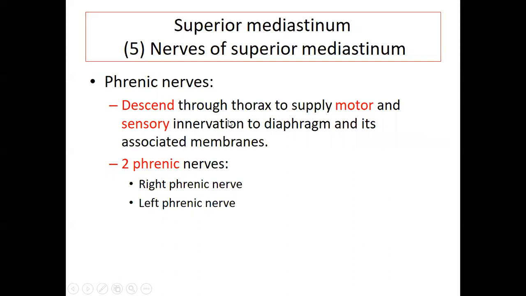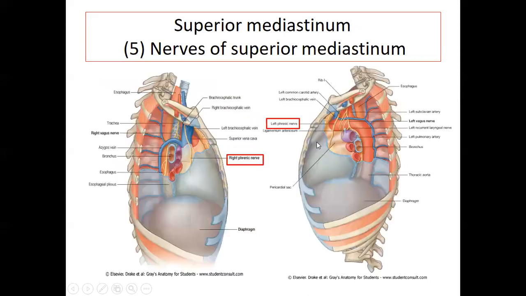The phrenic nerve descends through the thorax to supply motor and sensory innervation to the diaphragm. So it has a dual nerve supply, motor and sensory, to the diaphragm, and it also supplies the associated membrane. There are two phrenic nerves. We have the right phrenic nerve and also the left phrenic nerve.